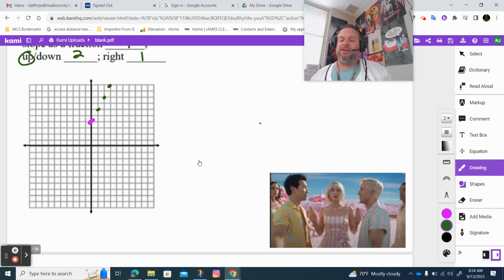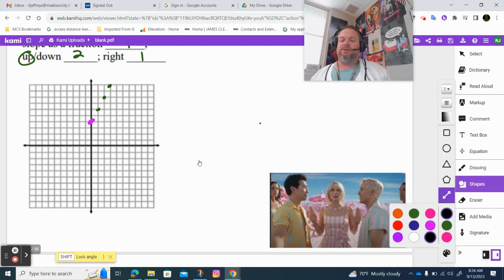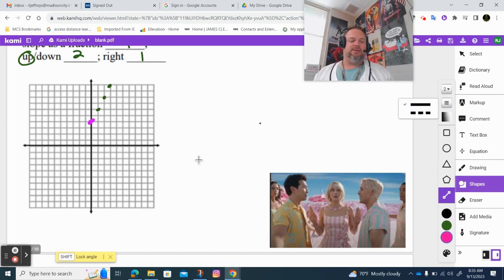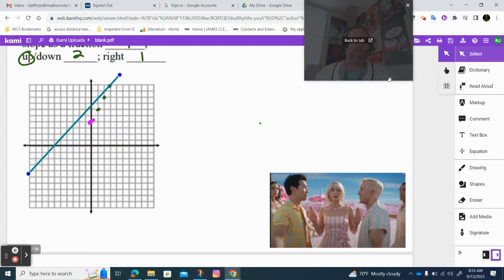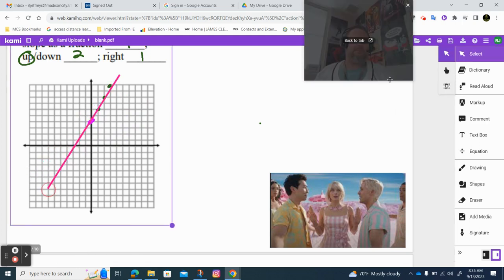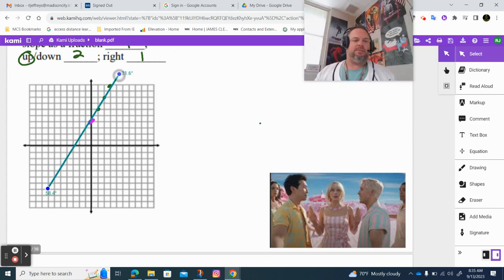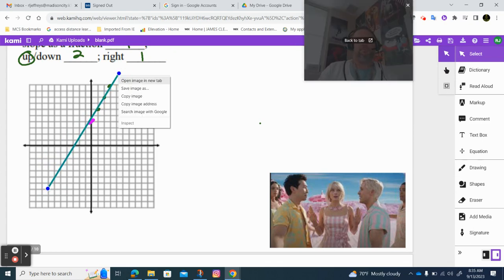Now, if we were to connect this, let's see if I can do this. It's going to be interesting. Swing and a miss. All right. So that is our slope.